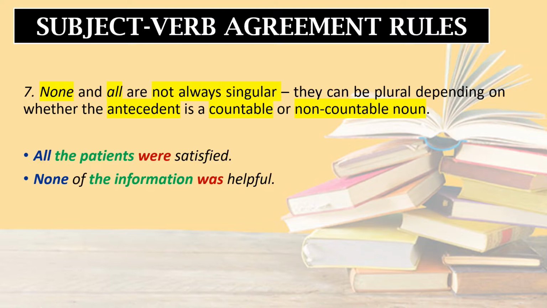In the first sentence, patients here is countable, right? So we can say 100 patients, 20 COVID patients, 30 COVID patients. That's why we can use the plural verb. However, for the second sentence, none of the information was helpful. Information cannot be counted. We cannot say 1 information, 2 information, 3 information. We can't say 100 information. So we need to use the singular verb.